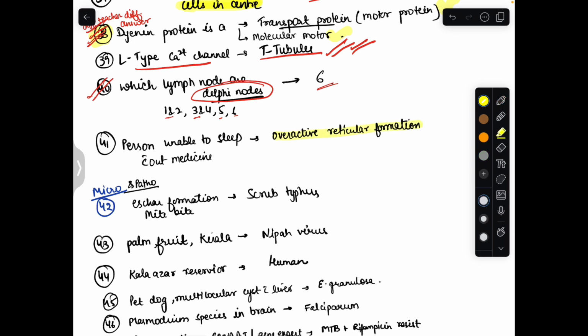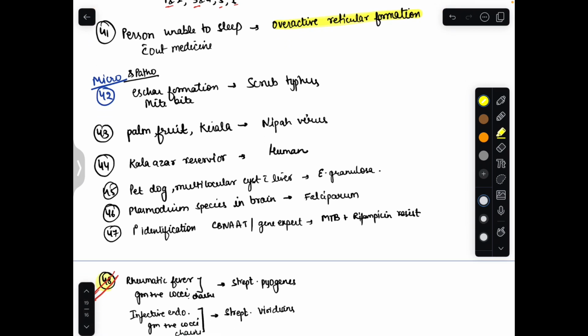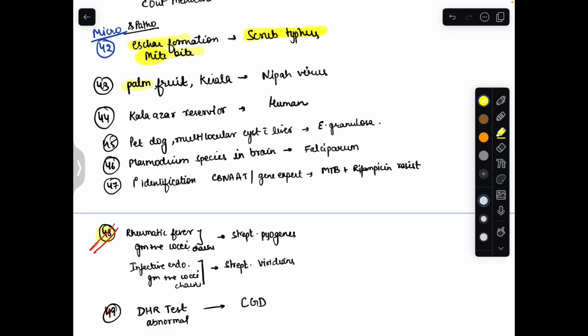Now 41 question, person was unable to sleep without medicine. So which thing was there? So overactive reticular formation will be there. Now for the micro and path, 42 question is star formation and there is mite bite. I don't remember whether mite is written in the question, but if mite bite is written in the question and star formation is there, then the correct answer is scrub typhus.